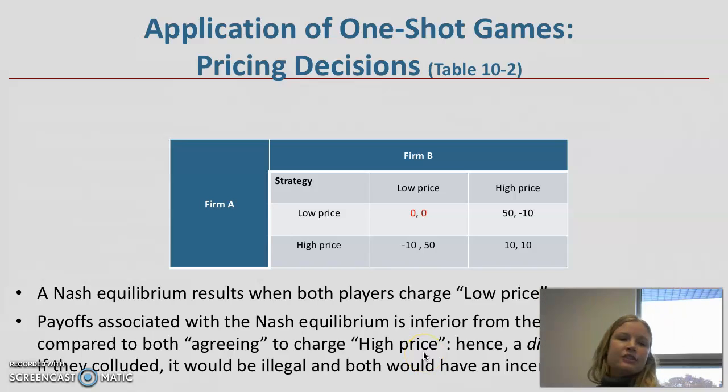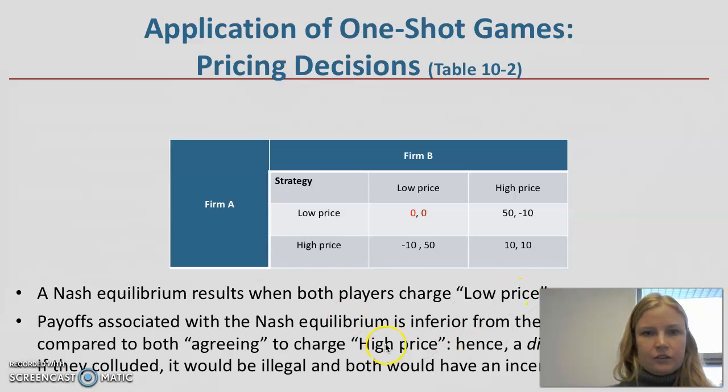So this is an interesting scenario because it makes both people worse off. And if you've ever taught the prisoner's dilemma, which I think one of you has done, I think maybe it was Rachel, it's very similar because you've got the inferior outcome, I think, is the one that you choose. But the payoffs associated with the Nash equilibrium is inferior from the firm's viewpoint. If they could agree to both charge the high price, they would both be better off.